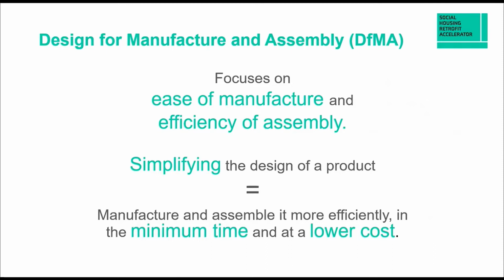Design for Manufacture and Assembly is a design approach that focuses on ease of manufacture and efficiency of assembly. The theory is that by simplifying the design of a product, it's possible to manufacture and assemble it more efficiently in the minimum time and at lower cost. Traditionally, DfMA has been applied to sectors such as the design of automotive and consumer products, both of which need to efficiently produce high-quality products in large numbers. More recently, construction contractors have begun to adopt DfMA for the off-site prefabrication of construction components, such as concrete floor slabs, structural columns and beams, and so on.